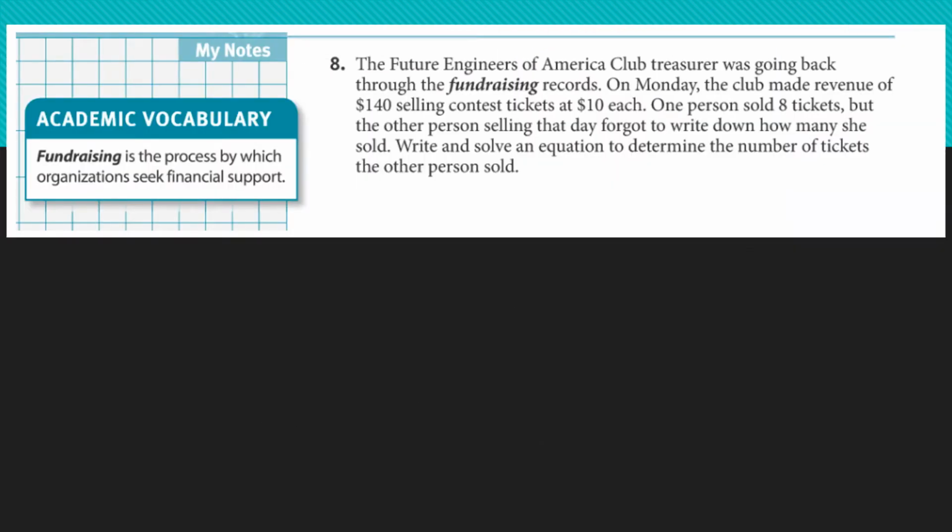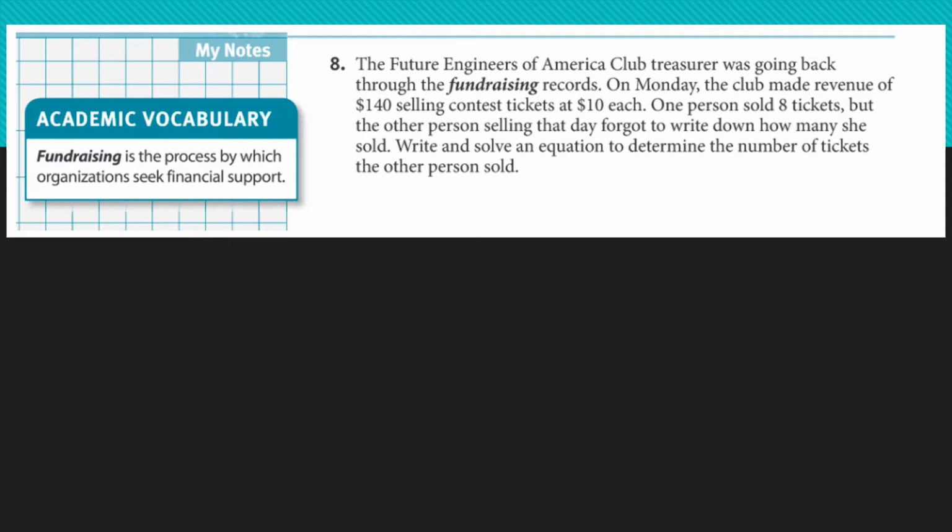Alrighty then. Now, the Future Engineers of America Club treasurer was going back through the fundraising records. They already got this thing on the road, I guess. On Monday, the club made revenue of $140 selling contest tickets at $10 each. One person sold 8 tickets, but the other person selling that day forgot to write down how many she sold. Way to go, Turbo. Good help is so hard to find. Write and solve an equation to determine the number of tickets the other person sold.